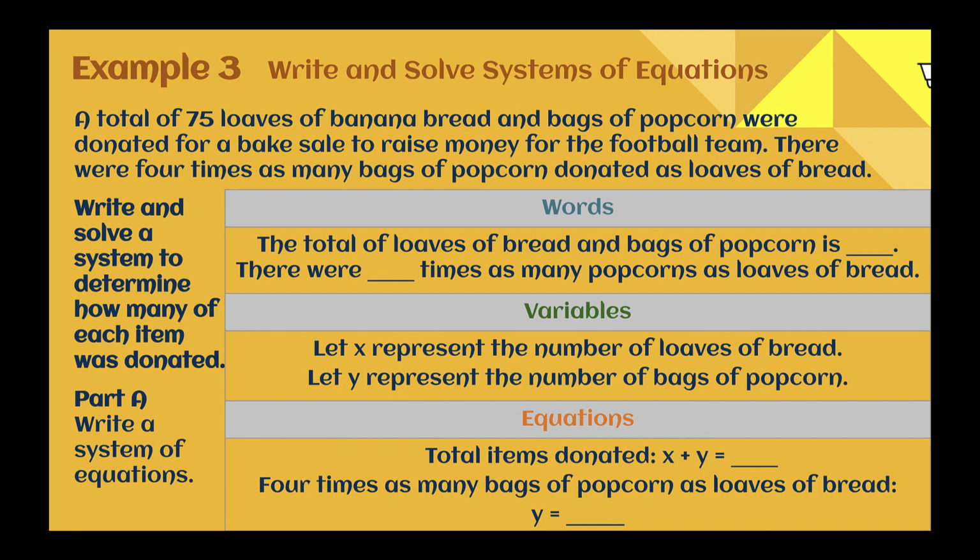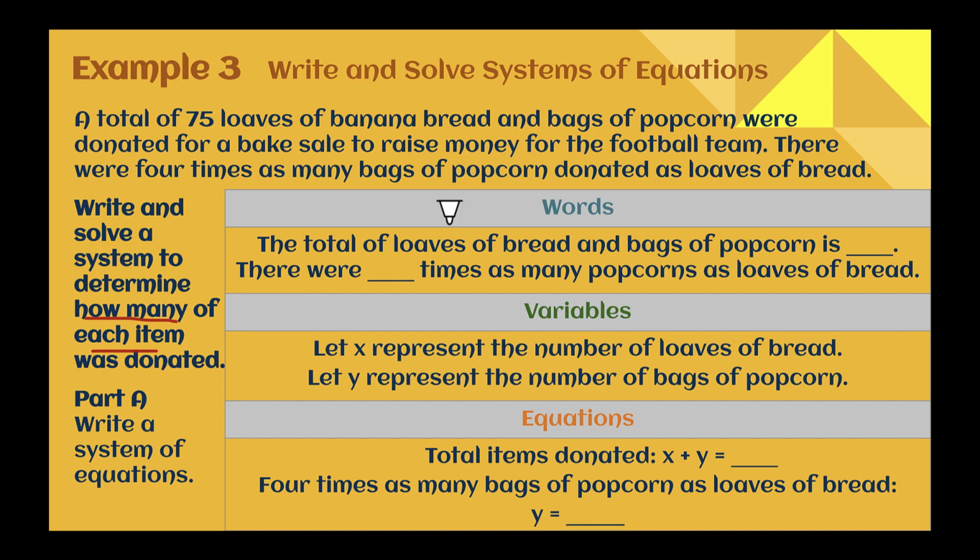Example 3. Write and solve systems of equations. A total of 75 loaves of bread and bags of popcorn were donated for a bake sale to raise money for the football team. There were 4 times as many bags of popcorn donated as loaves of bread. Write and solve a system to determine how many of each item were donated. So we want to know how many of each item. So how many loaves of bread, how many bags of popcorn.